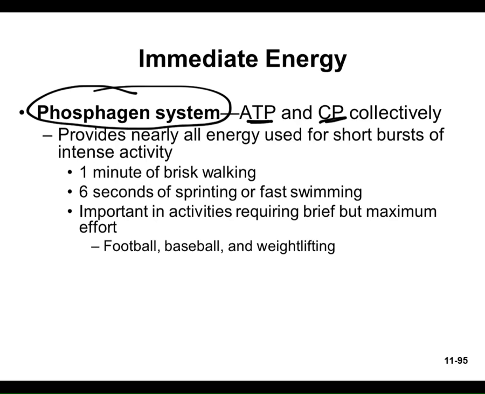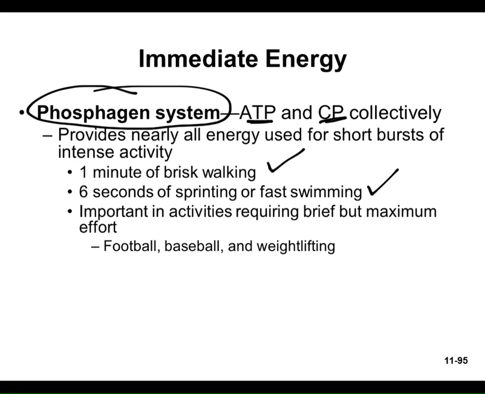In 1 minute of brisk walking, you've used up all the glucose in your muscles. You need to start going to the phosphagen system. In just 6 seconds of sprinting, right? So that's your average football player. I mean, a 6-second spurt for a play, and then, unless it's a big play, they're done. They run for 6 seconds, and then they recover, and they run for 6 seconds, and they recover.